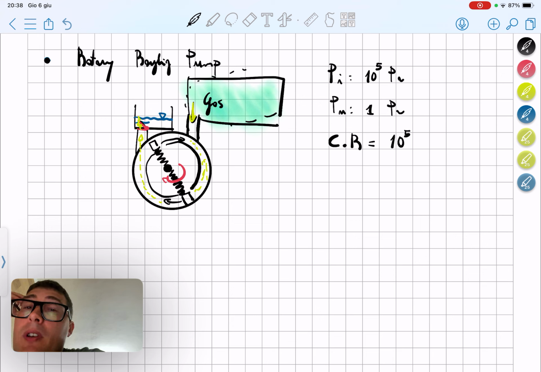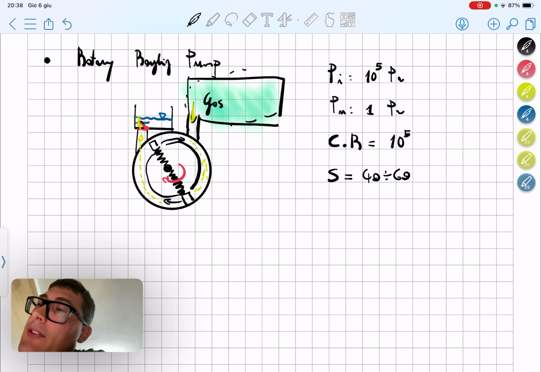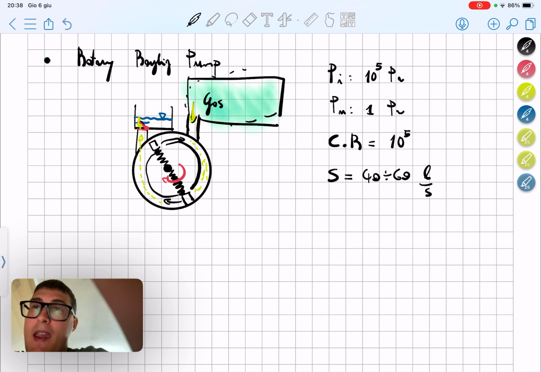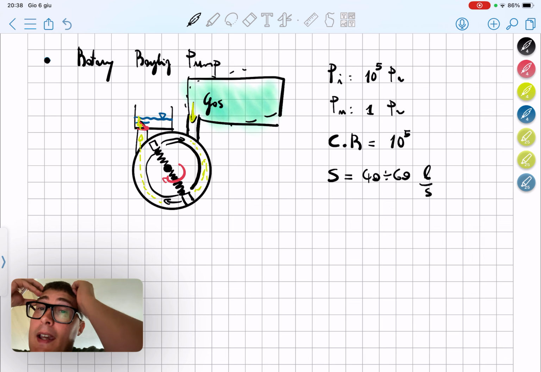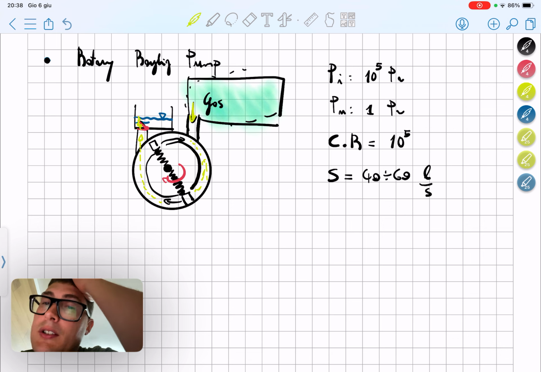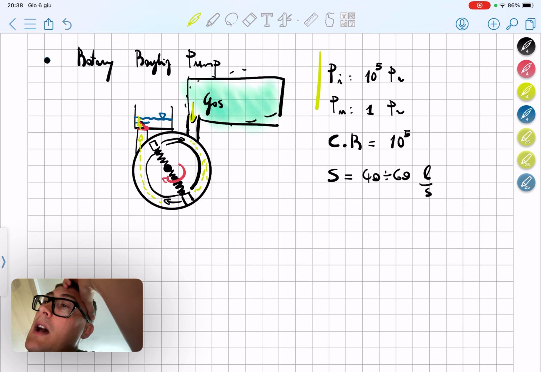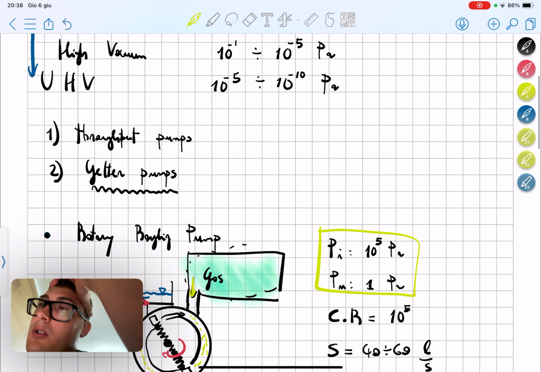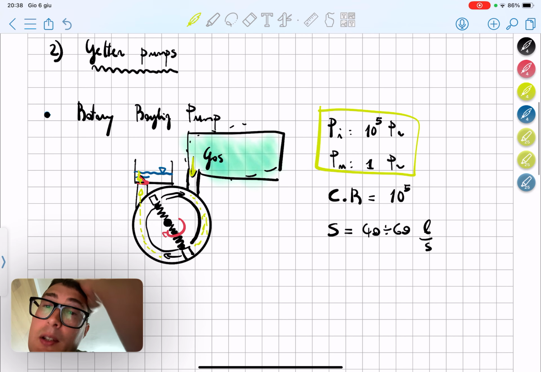These types of pumps can reach a pumping speed of somewhere around 40 to 60 liters per second. That highly depends on the cost of the pump and the dimensions we are considering. It's a very noisy pump, but that's pretty much okay because it's inexpensive. Its cost is very low, and it allows us to reach a medium vacuum, according to our classification, somewhere in the medium vacuum range, starting from atmospheric pressure.